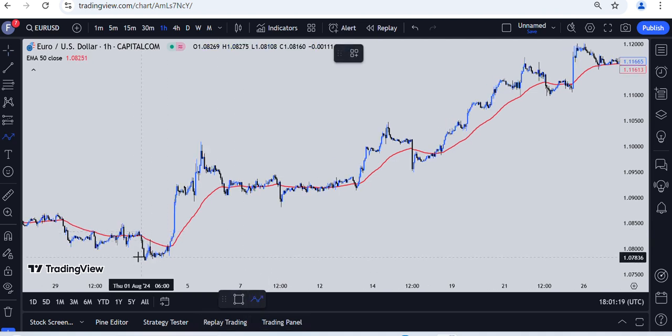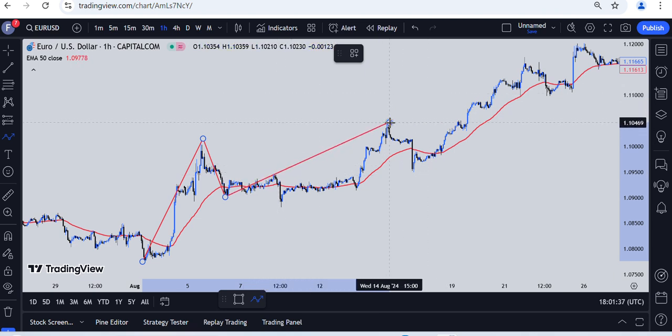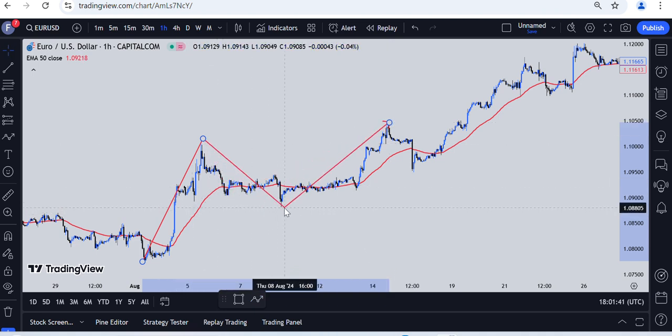You can say this is your low, this is your high, this is your lower low. Here could not be a higher high because it is lower, it is now becoming a lower high. For me, I will use the next one here, but I will not use this one. I will use this one.